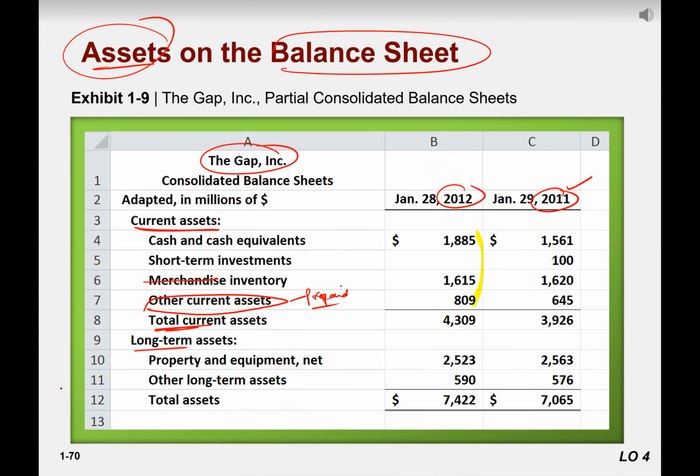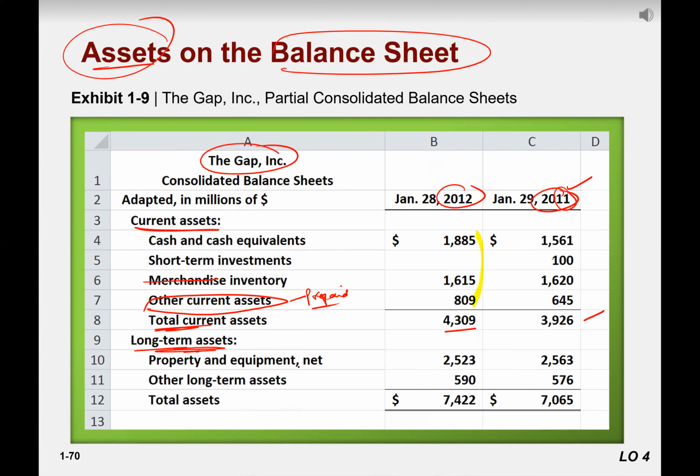Okay, so you see here, current assets in 2011, these were 3926, but now 4309, right? They have increased. So these are not just numbers. They will give you meaningful information. Every number will give you meaningful information when you compare. And now the long-term assets, look at the head here.